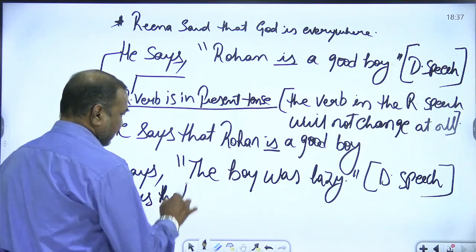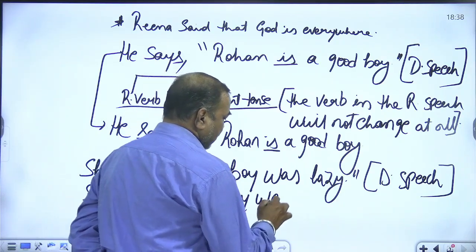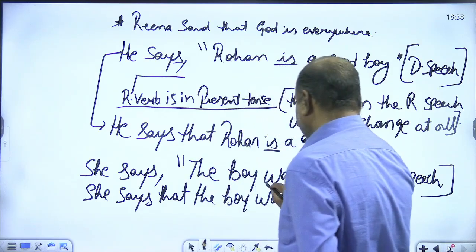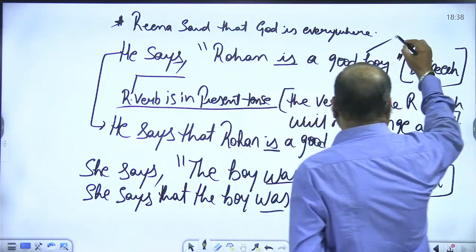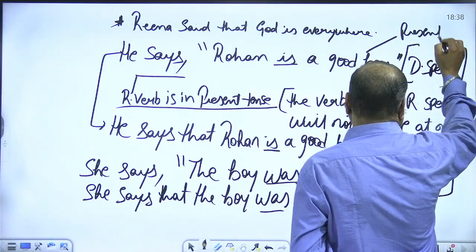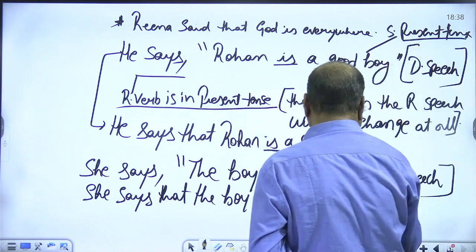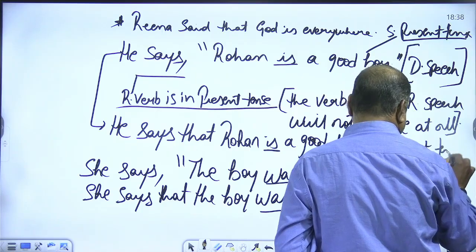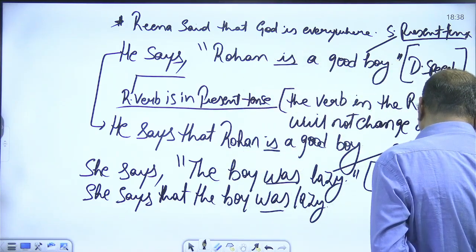She says that the boy was lazy. Was will remain was. Is will remain is. This sentence was in simple present tense. This sentence was in simple past tense. Now, let's see the next example.